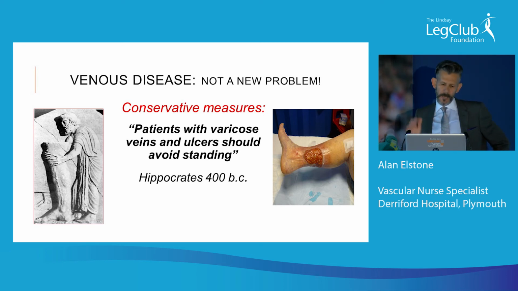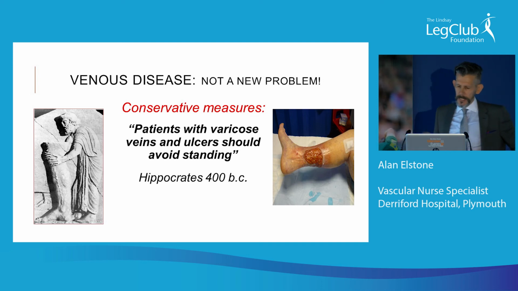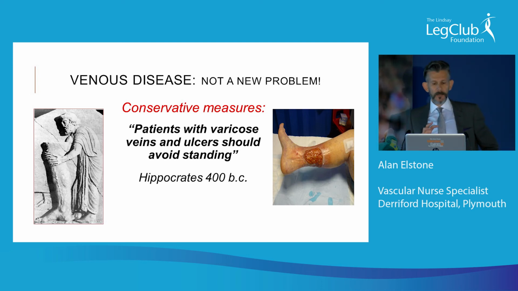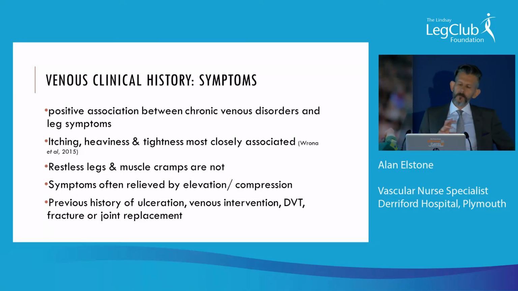veins and returning blood back to the heart, and this is going back many, many years ago, Hippocrates said really patients with varicose veins should avoid standing, and that really is the problem when you've got the blood flowing back down again. So when we're taking a history, patients with venous disease or with varicose veins clinically give you an awful lot of symptoms, some of which they'll put down to their veins, some of which are clearly not venous in origin, but there seems to be a positive association really between chronic venous disorders and leg symptoms. Common symptoms that patients report are itching, heaviness, tightness.